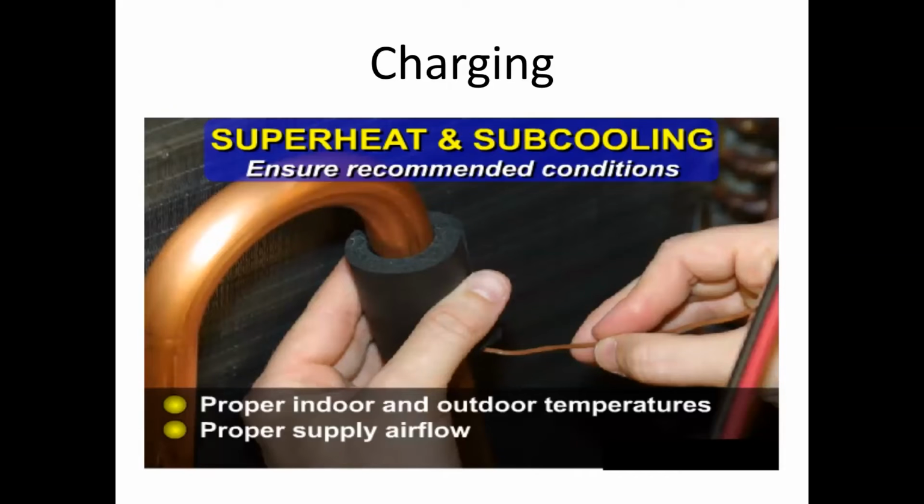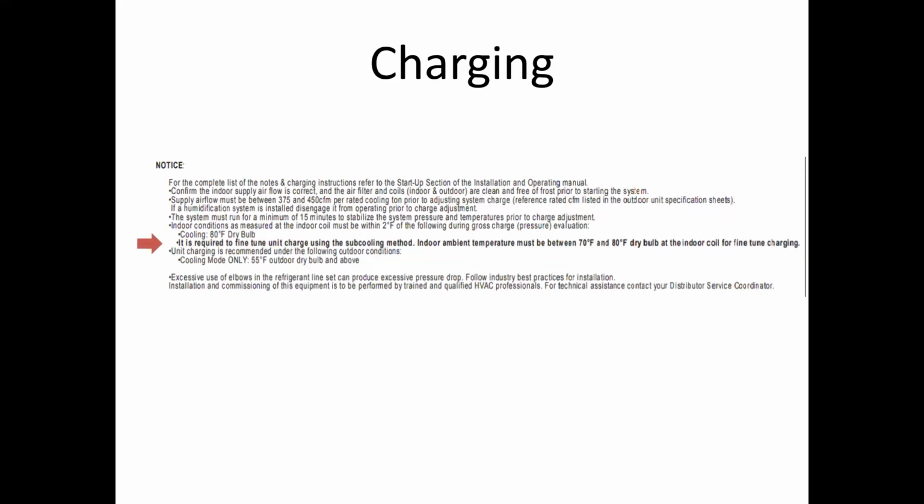So your charge and chart, your superheat, and your subcool, your pressures are part of the things that you're going to look at when you're charging. But you also want to make sure, again, that you got good indoor air, and you want to make sure that the ambient indoor temperature is where it needs to be, right?